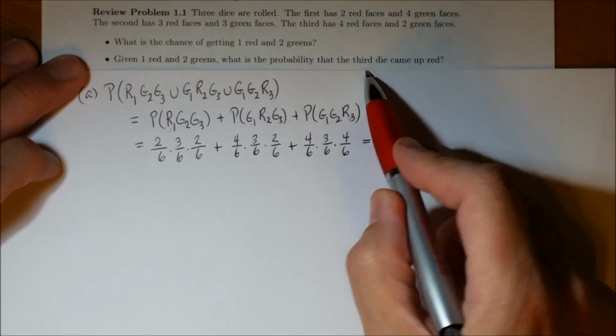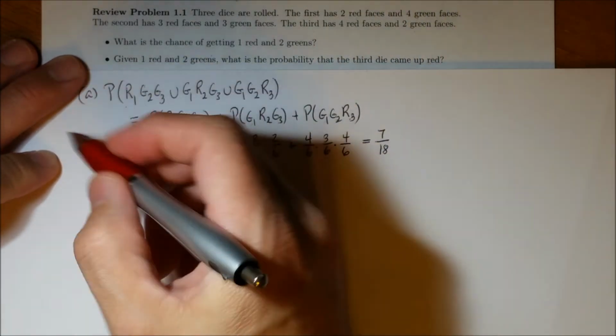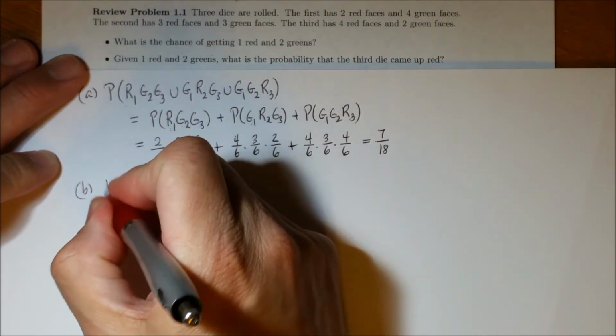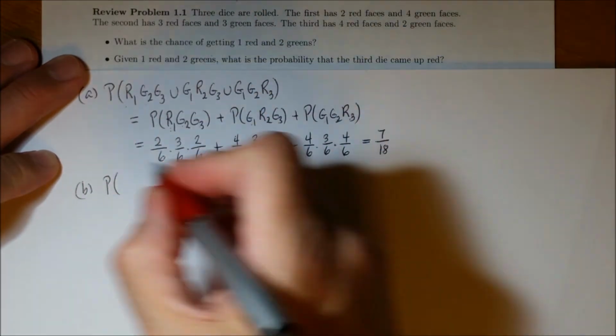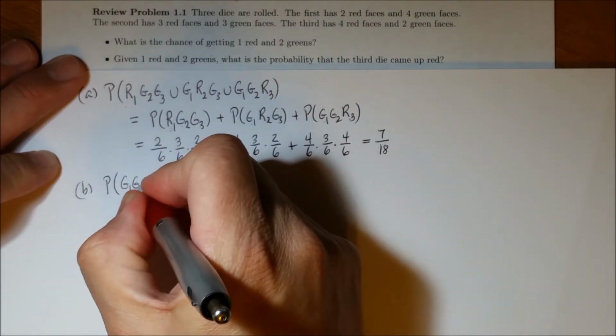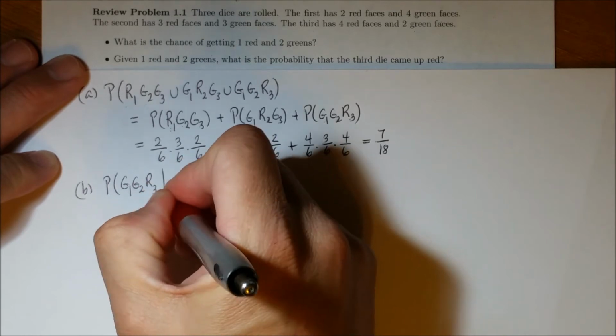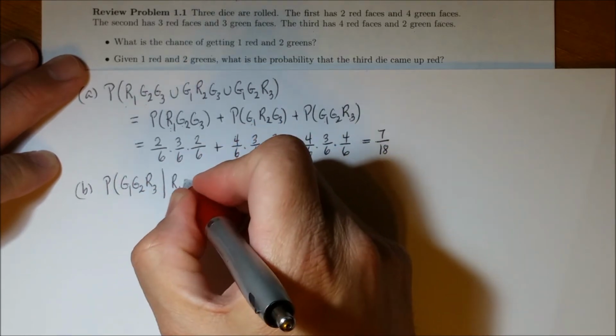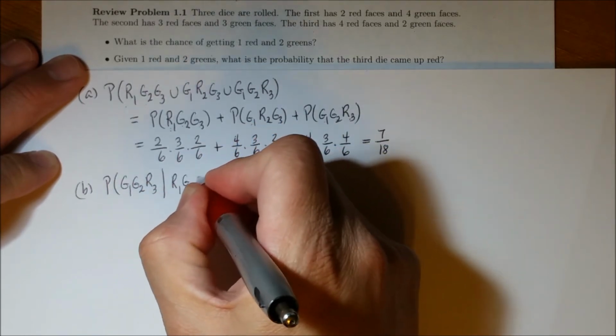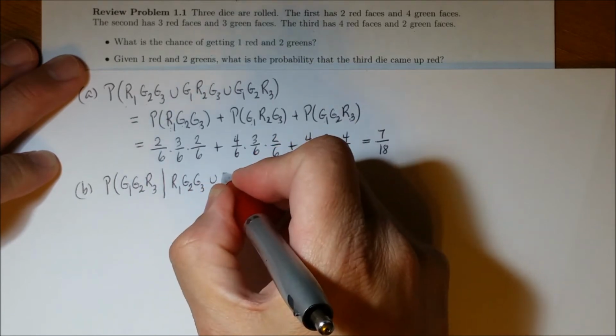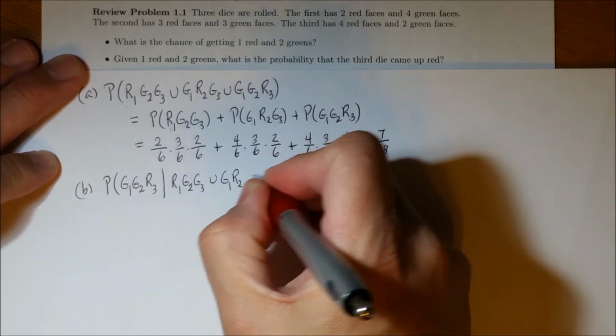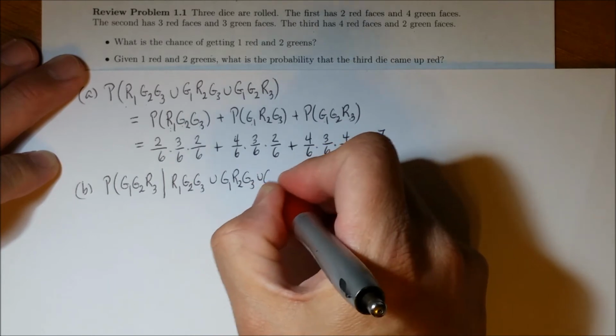For part B of the question, suppose that you know that there is 1 red and 2 greens. What is the chance that the third one is the red one? So writing this out in the language of probability, that's the probability of green on the first, green on the second, red on the third, given that exactly 1 is red. And so that's this long union that I'll rewrite here.